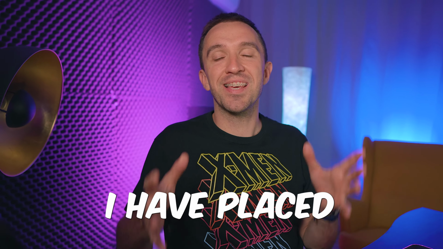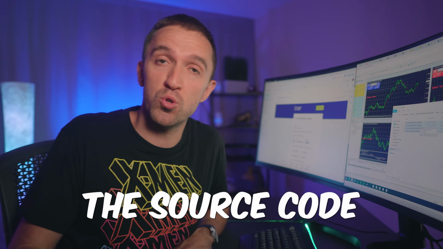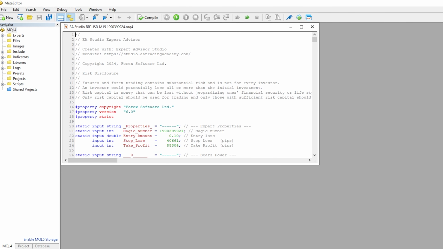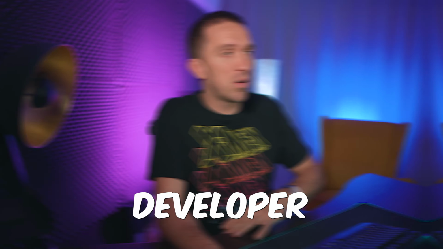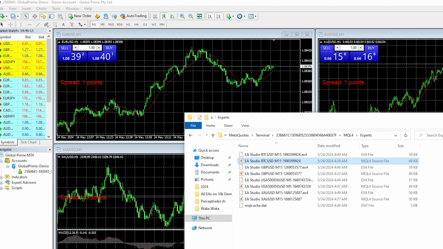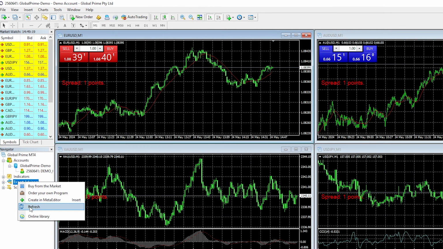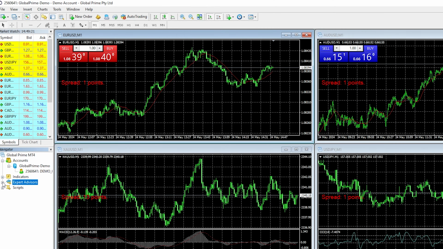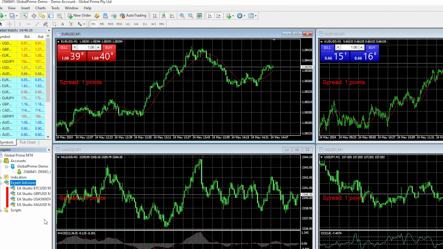Now I have placed the experts on MetaTrader, but this is the source code, so I need to compile them. There are two ways to do that. One is if you click on it, you will see the source code, which is something I really don't touch as another developer, but the only thing I do is to click on compile. Now the other option is you go on the navigator and you right click on expert advisors and you click on refresh. This will automatically compile the expert advisors and you'll be able to see them in here.